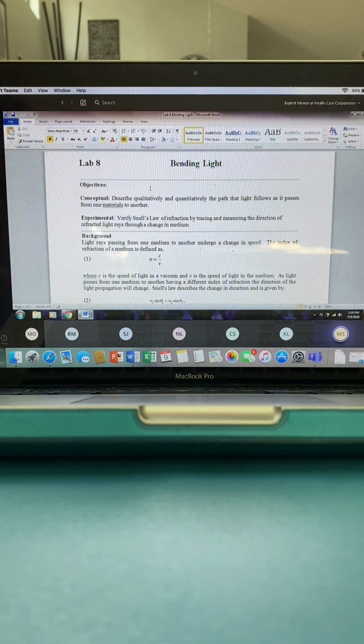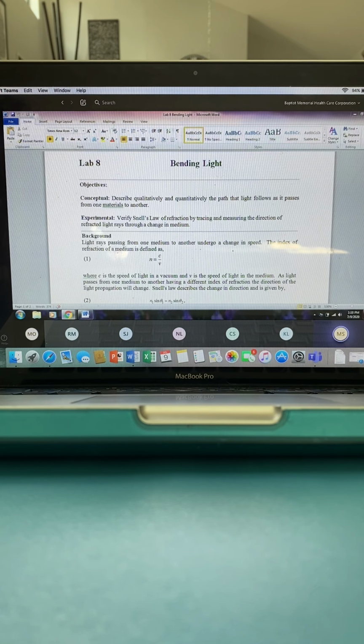So for objectives, you need to write them down. When you are done with the lab, you will understand what objective you were trying to achieve. You are trying to measure the index of refraction of the medium. We have two mediums: one is glass, and the other is water. You need to measure the index of refraction of those two mediums. That's the lab we are going to talk about.